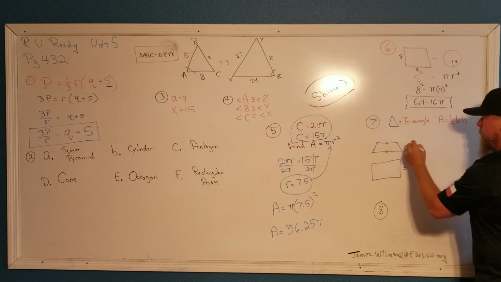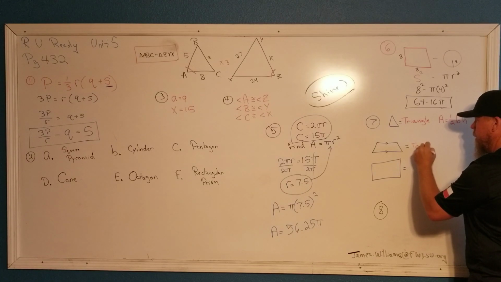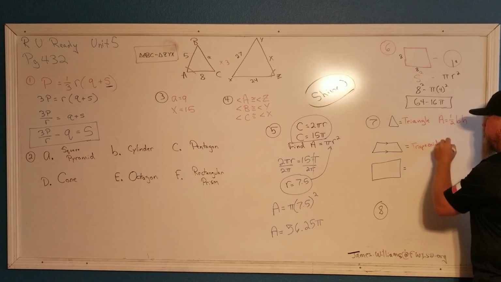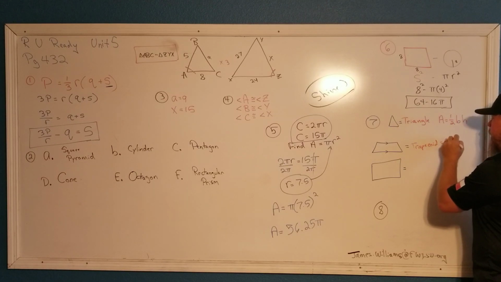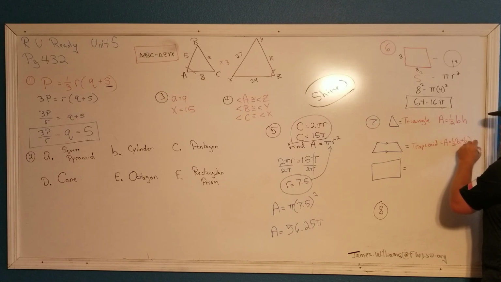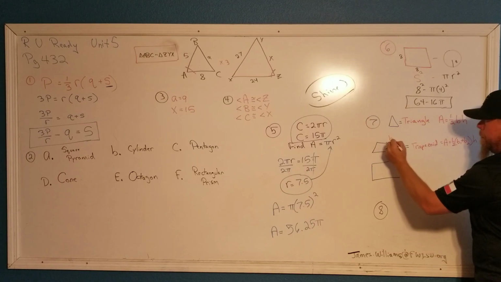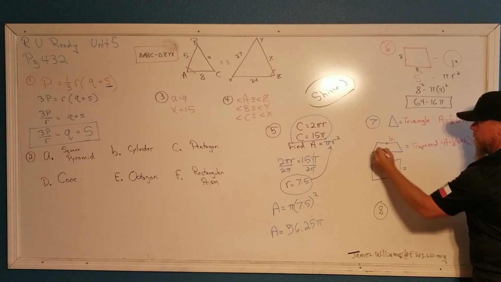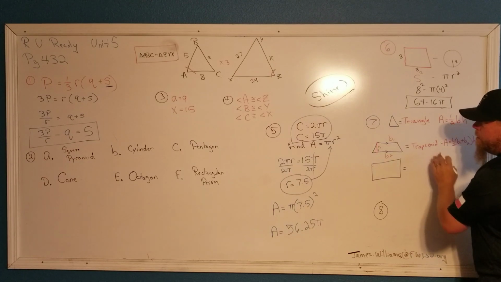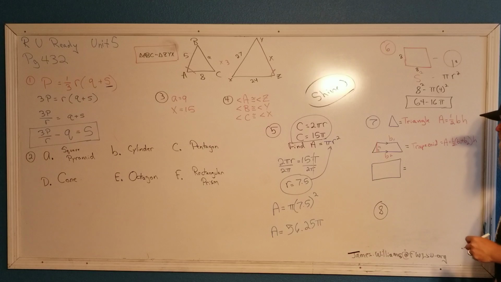1/2 base times height is probably the more common way you'll see it. Next shape we have is a trapezoid. Trapezoid. And the area formula for that one is a little long. It's 1/2 B1 plus B2 times H, where this is B1, this is B2, and the H is perpendicular to the bases, and that would be our H, okay? So those are the measures you would need to find the area of a trapezoid.